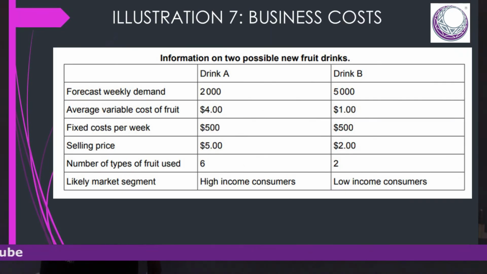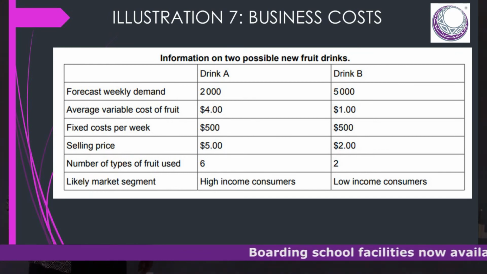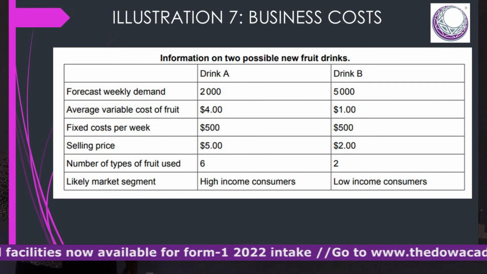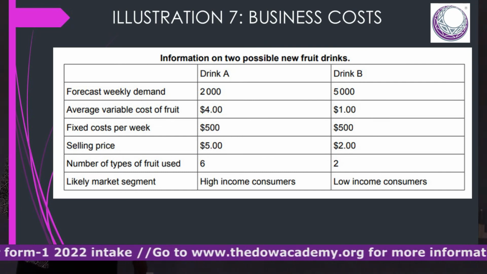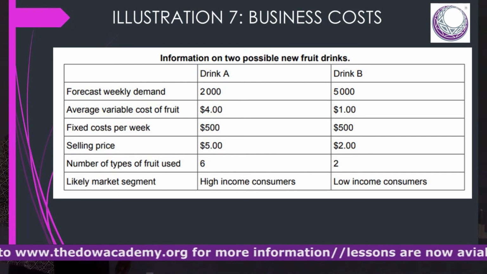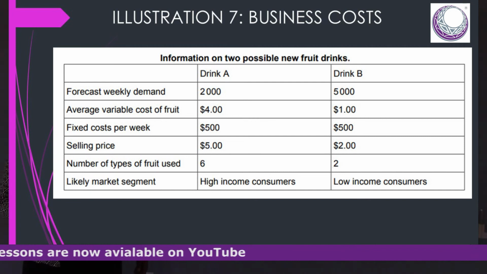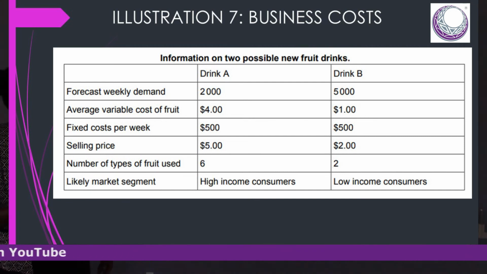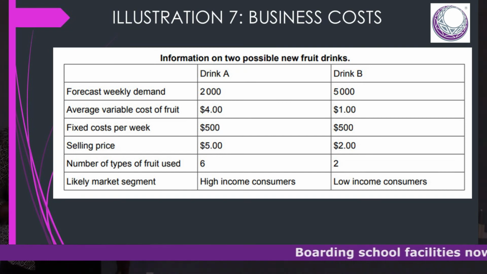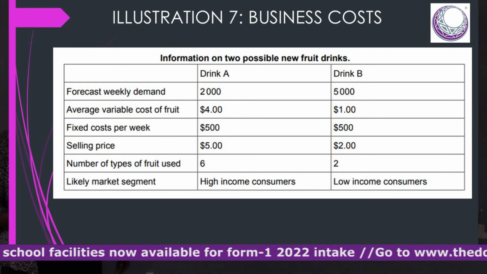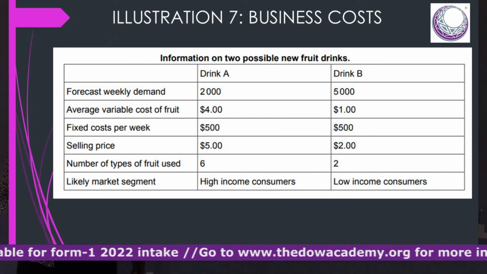Then you can have information on business costs, information on 2 possible new fruit drinks. Again, this is information that is always given to compare and to make decisions. So there are 2 drinks. There is a forecast on demand, average variable costs, fixed costs per week, selling price, number of types of fruit, market segments, you can see.